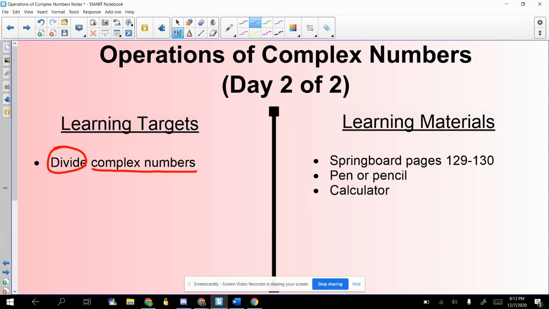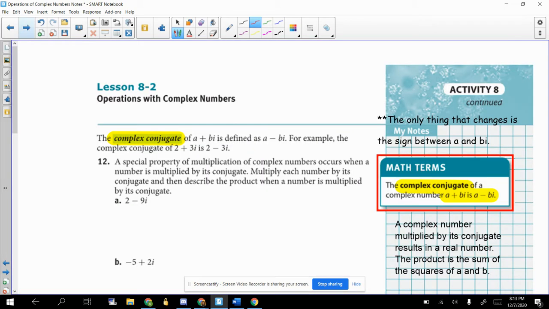This is in your Springboard book on page 129. It would start there, and you'll want a pen or a pencil and your calculator as well. The good news is, as long as you really understood how to multiply, then you should be okay. Those are the basic skills that we're going to need when we are dividing complex numbers.